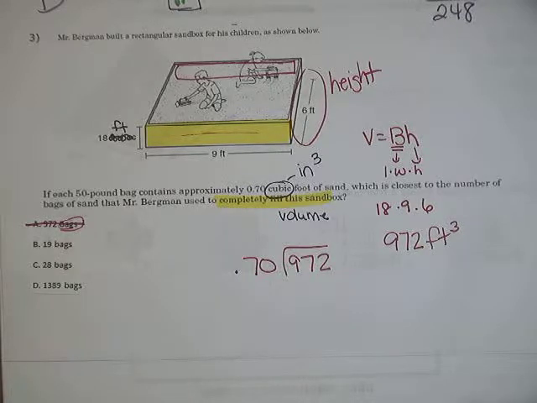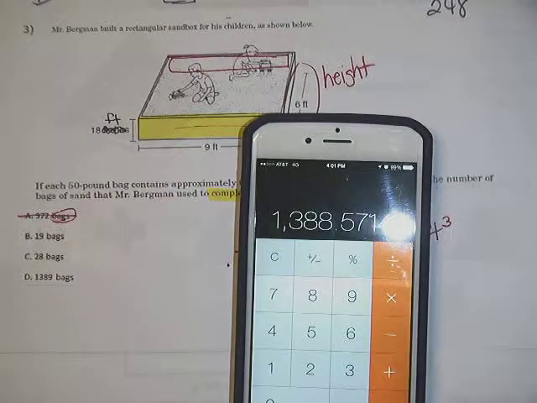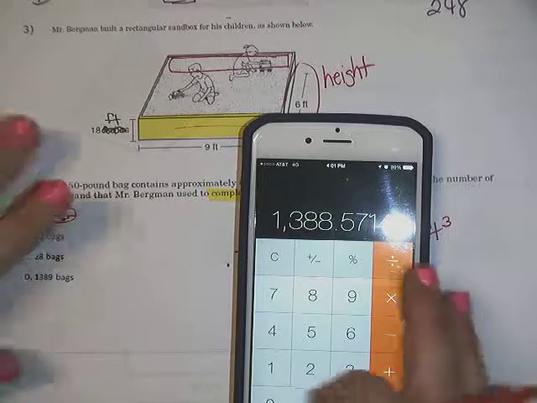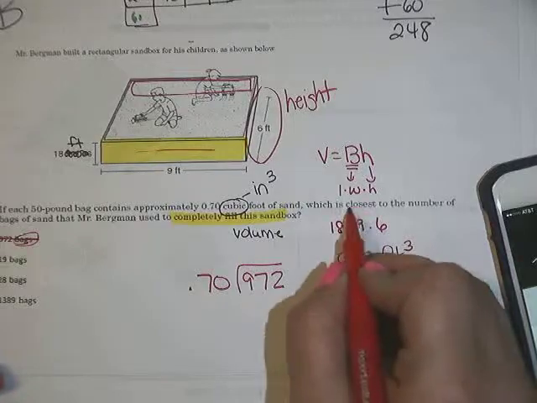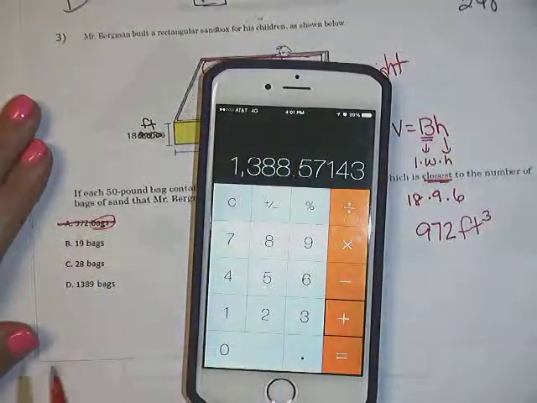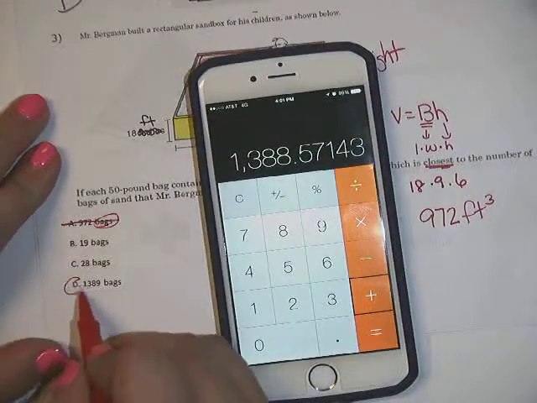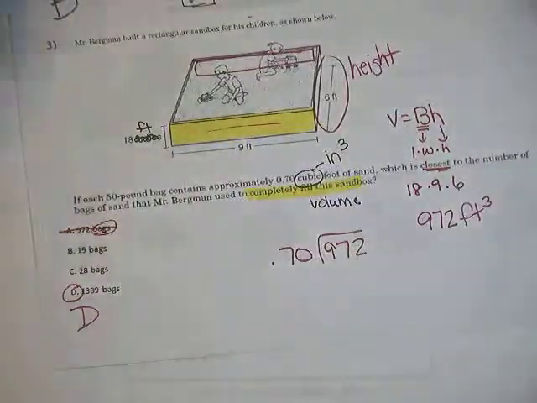972 divided by, please hold, 0.7. I get 1388.571. I don't see that number, and this is a crazy long number. But if I read the question again, it says which is closest. So I know that there's not going to be an exact answer. And I see that answer choice D is the only one that makes sense to be close to this problem.